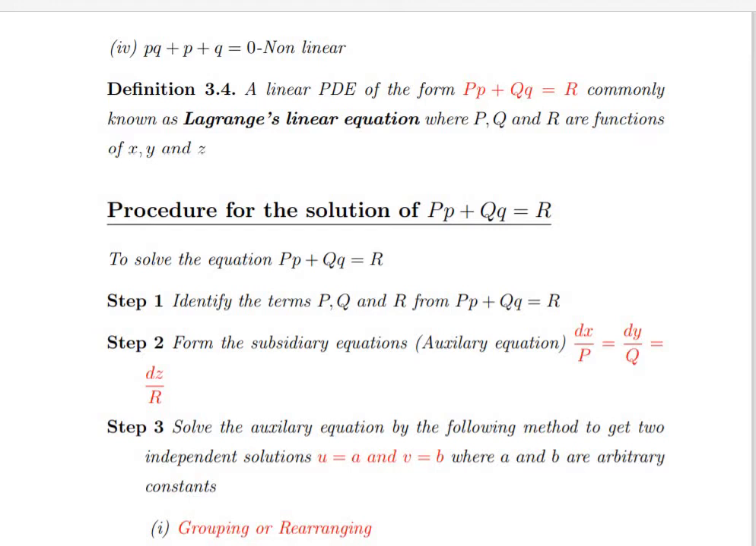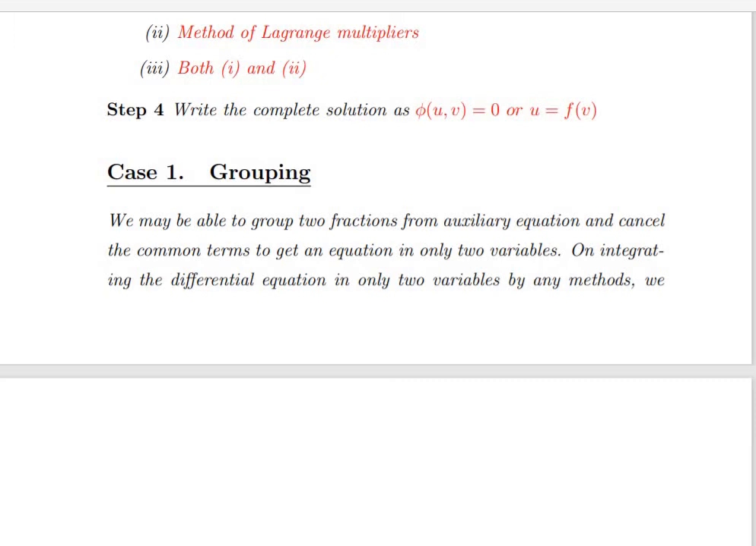After that, we will solve the auxiliary equation by the following methods to get two independent solutions, say u = a and v = b, where a and b are arbitrary constants. The first method is grouping or rearranging. The second one, method of Lagrange multipliers, and the third one where we have to use both the methods, that is grouping as well as the method of Lagrange multipliers. After that, we will write the complete solution as phi of u comma v equal to 0, or u is equal to a function of v.